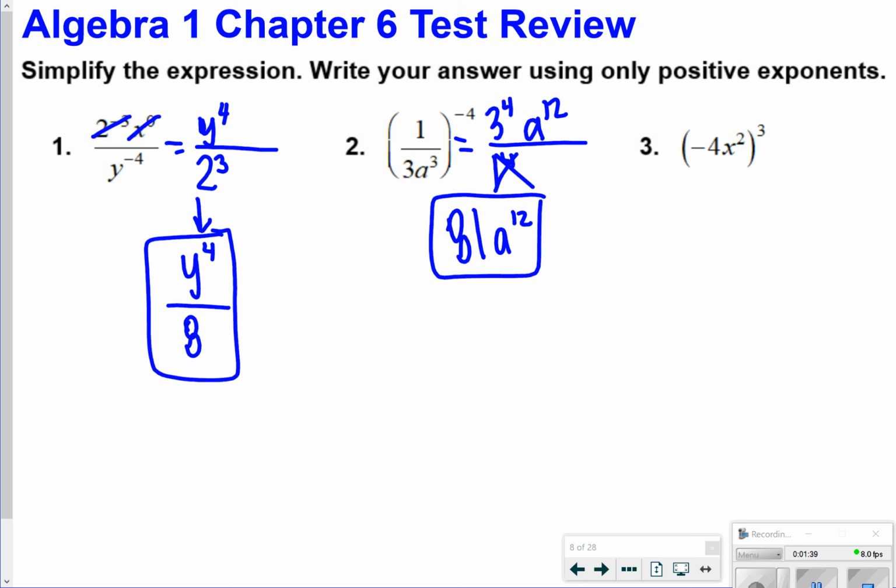For number 3, again, we're distributing everything, or we're giving everything inside the parentheses this 3. So I'm going to have negative 4 to the third power and x to the 6th power. Negative 4 to the third power is going to give me negative 64, and then keep x to the 6.